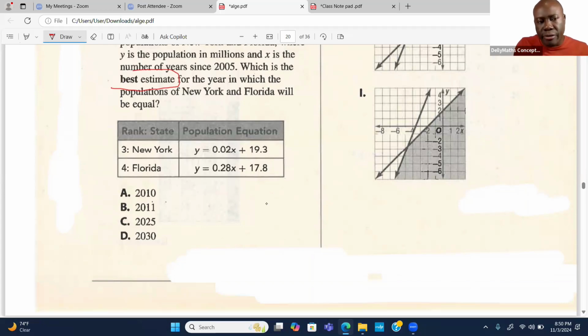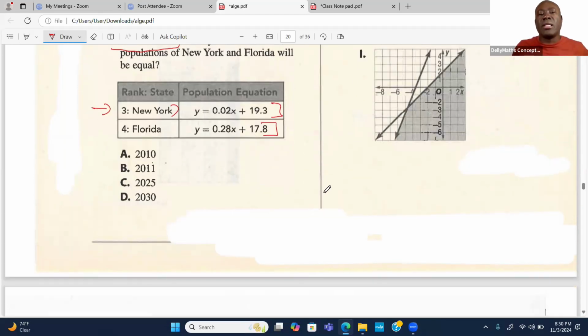Now, when you take a look here, we're looking at New York's equation and we're looking at Florida's. So basically, what's the context here? The context here is that I'm going to equate the equations. What do I mean? I'm going to say 0.28x plus 7.8 is the same as 0.02x plus 19.3, because when they are equal, we've got to equate this.